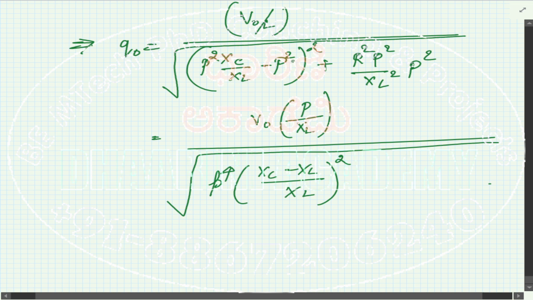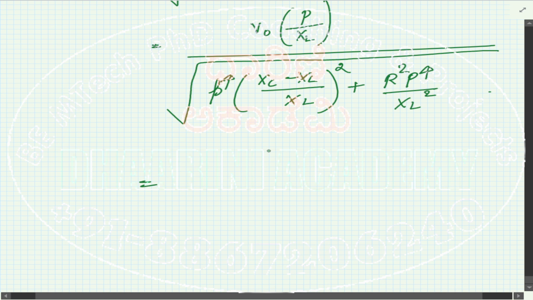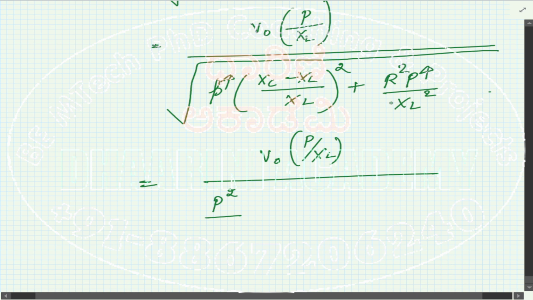You can see that P square is common, but there is a square, so when it goes out it becomes P to the power 4. Then plus, this is R square P to the power 4 divided by XL square. So I can see that the XL square is also common in addition to the P to the power 4. So let's write, this is V naught into P by XL whole divided by, so P to the power 4 is common in both the terms of the denominator, so it will go out. When it goes out, it becomes P to the power 2 divided by, see the denominator has XL square, when it goes out of the square root it simply becomes XL. Okay, then into square root of, this is XC minus XL the whole square plus, see P also gone out, XL also gone out, we just have R square.